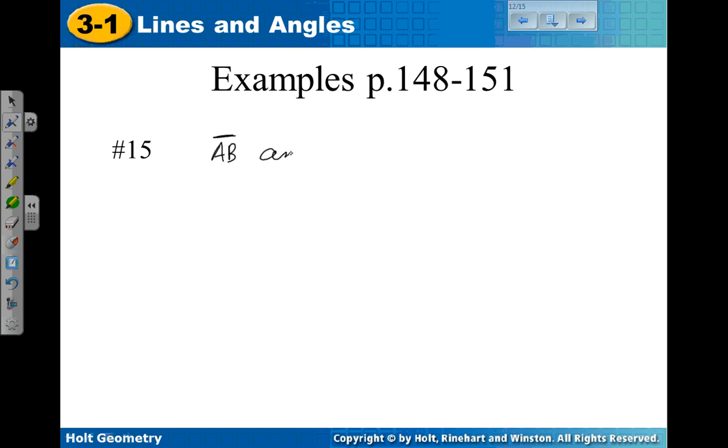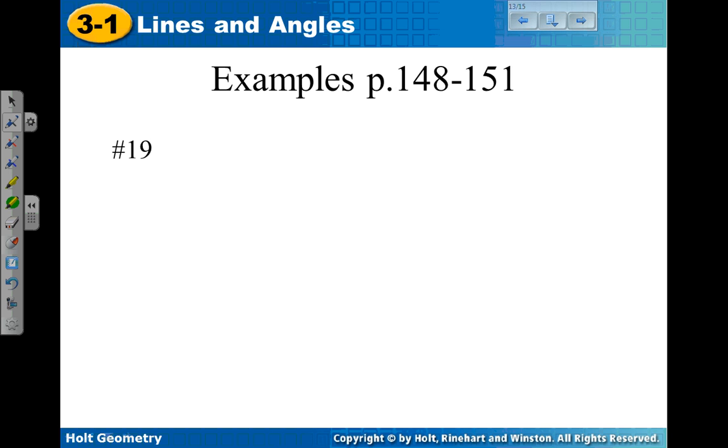And what would another segment be that is skew to AB? Well, we could put CF. So line segments AB and CF are skew. I hope that you're looking at the figure in the book there and looking as I'm going along, because I don't want to take the time to draw that. So hopefully you're looking with me.